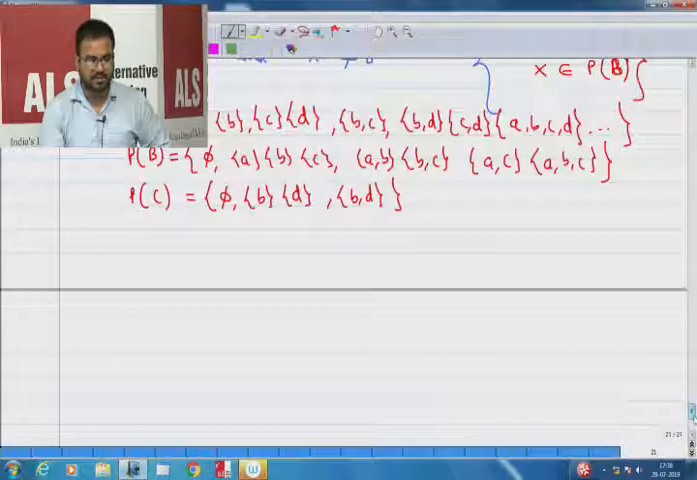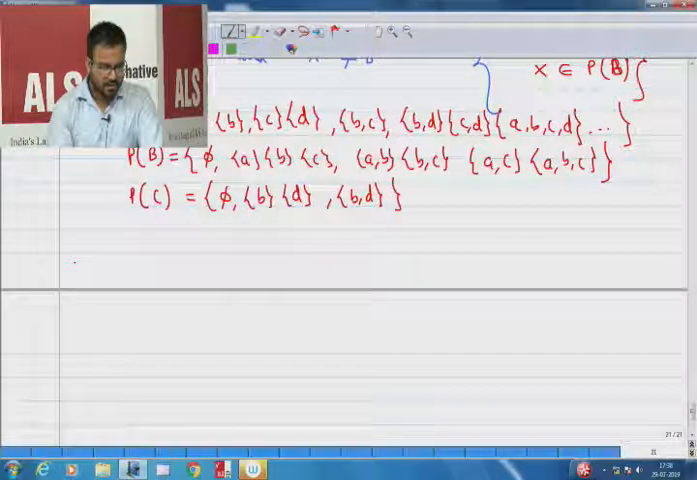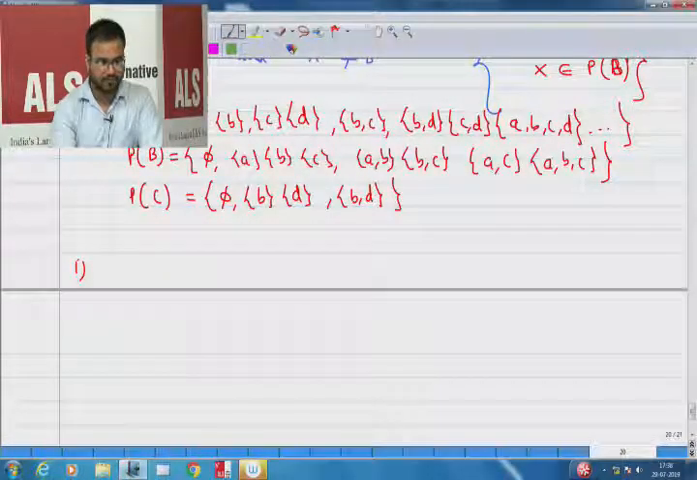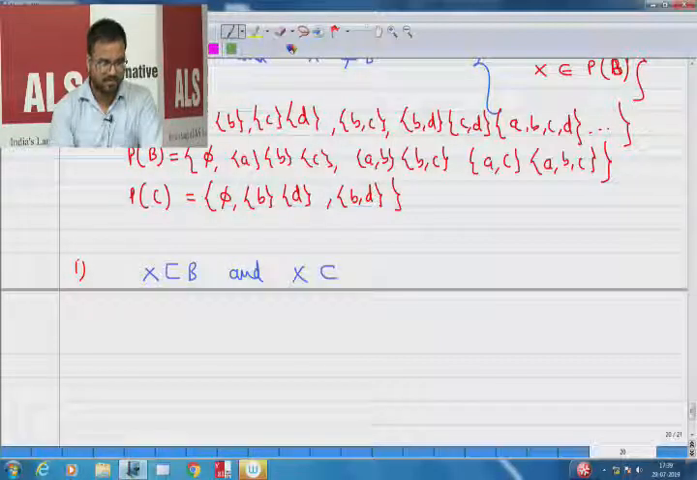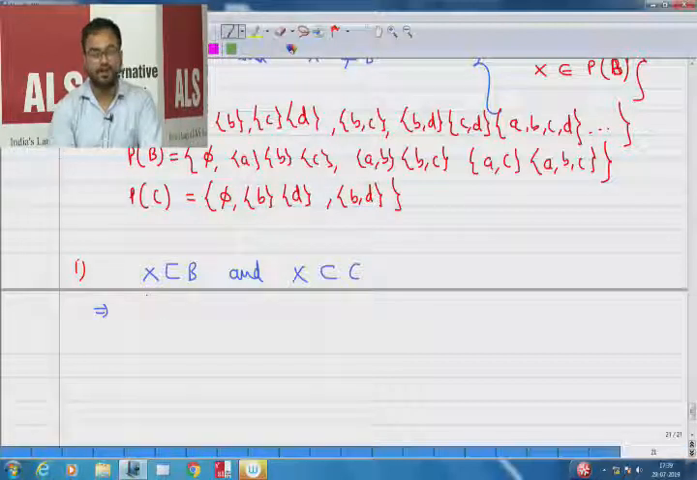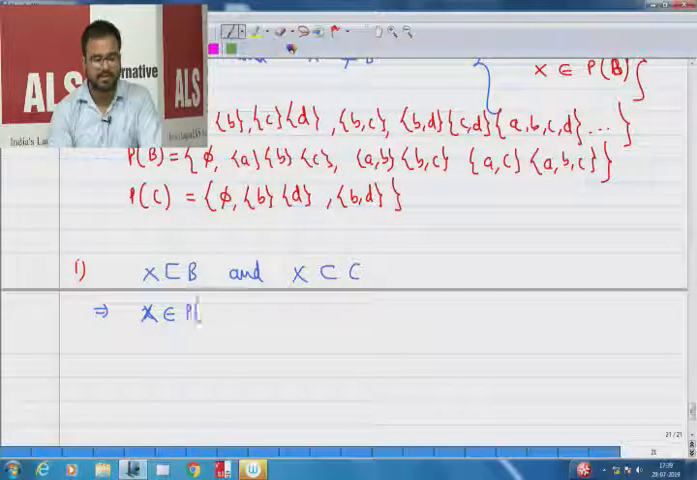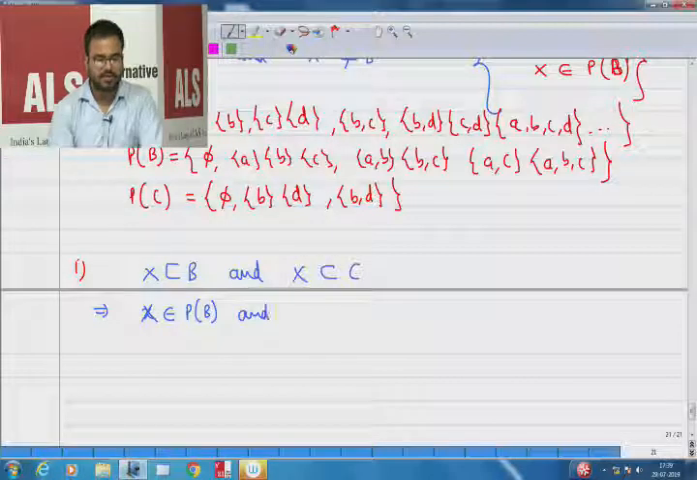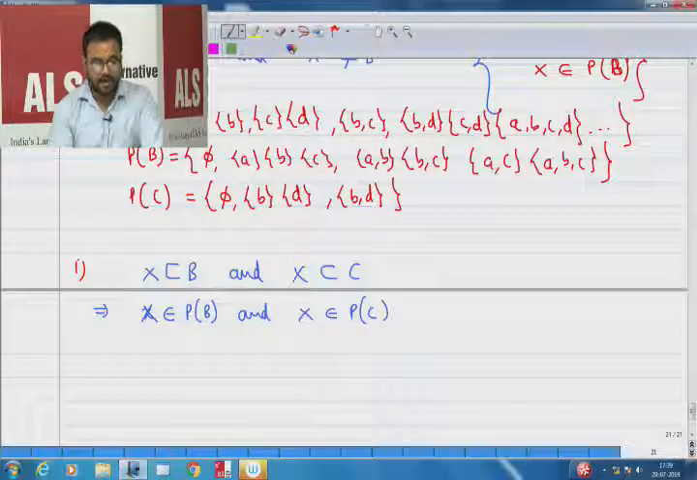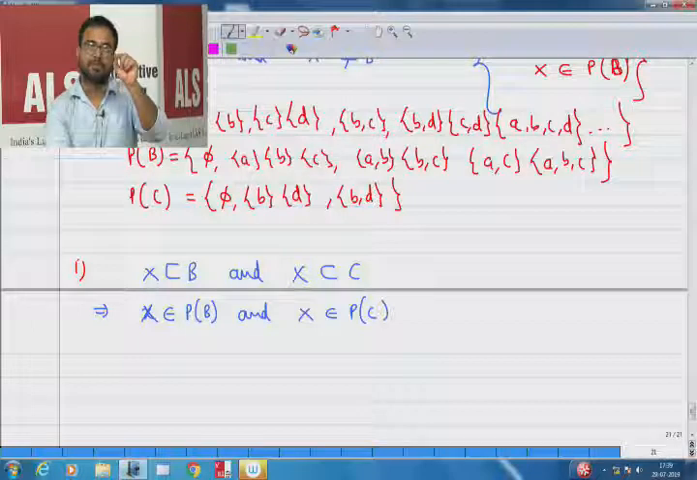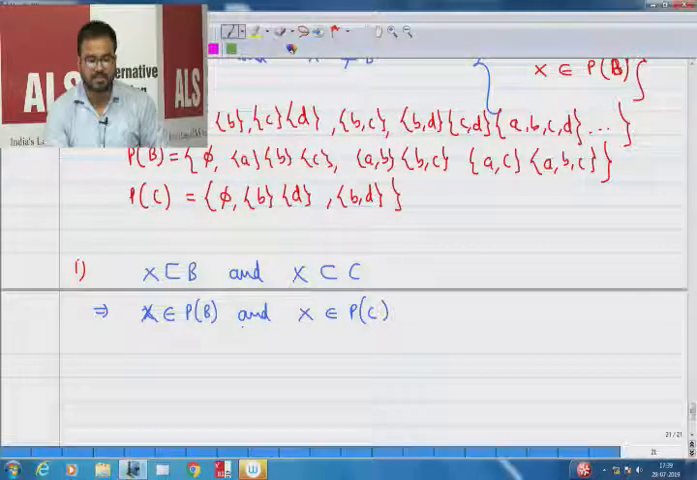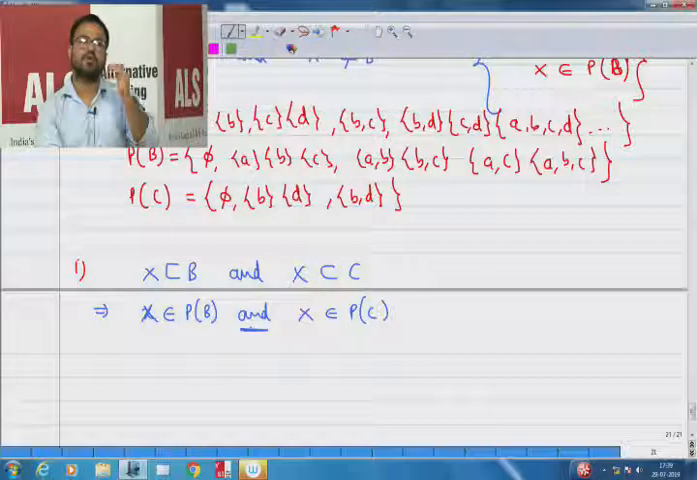Now using this, the first condition says X should be a subset of B and X should be a subset of C. This implies that X is an element of the power set of B and X is an element of the power set of C, right? The belongs-to symbol means element. You just have to focus on the power set of B and power set of C, because since it is written "and" over here, just figure out what the common elements are.